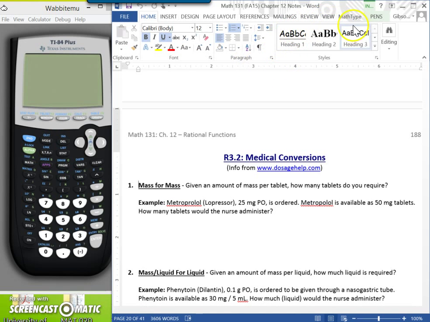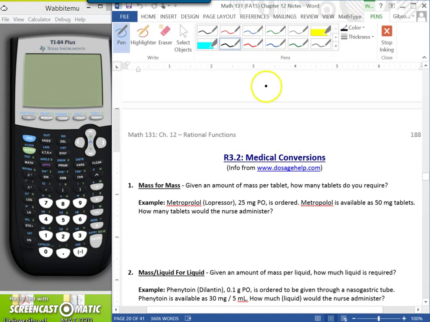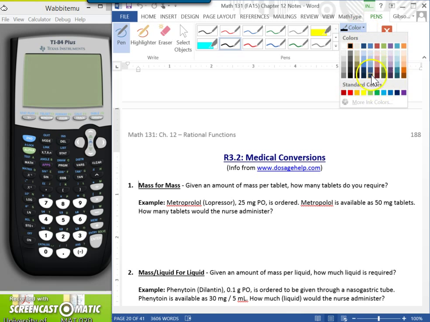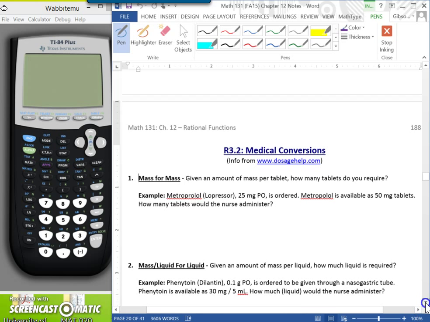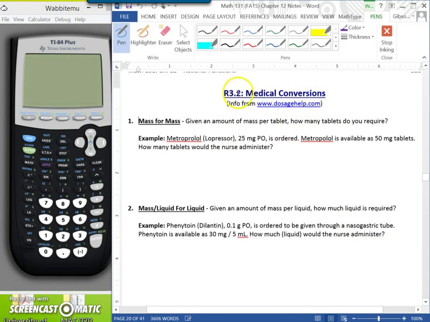Hello class, we're about to start section 12R 3.2 and in the tradition of the class I'm going to use the purple ink. So we will scroll down here.